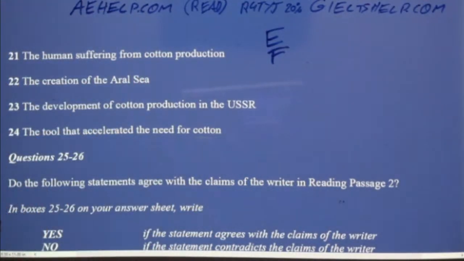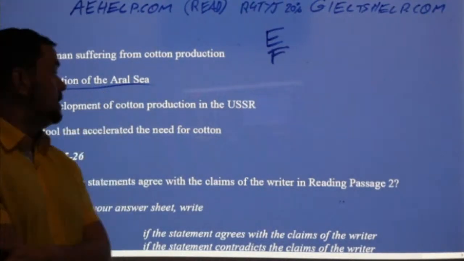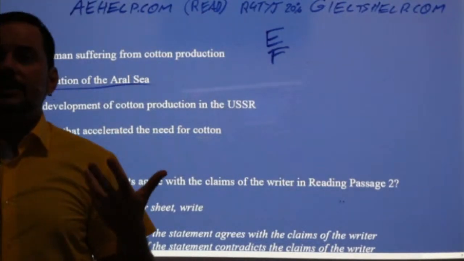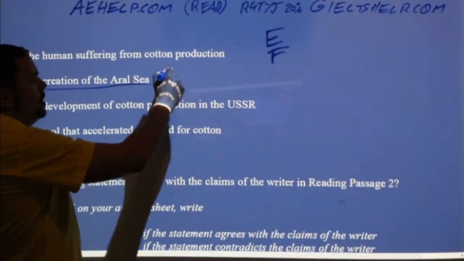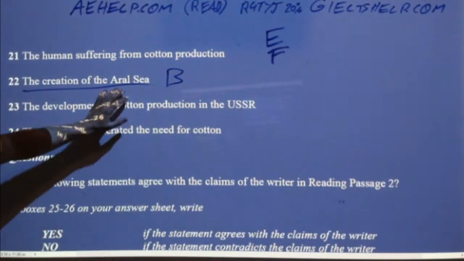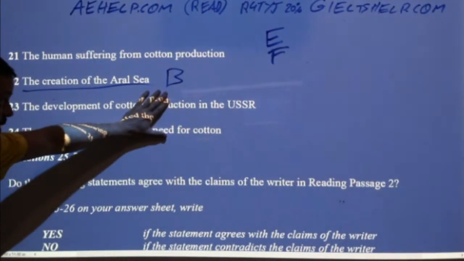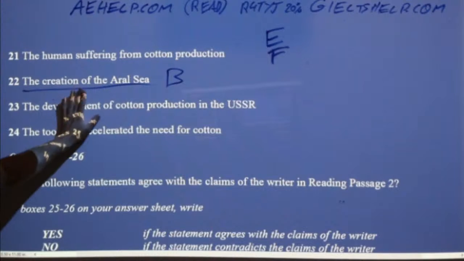That's great. The creation of the Aral Sea. Which one would that be? That shouldn't be too difficult either. Number 22, the creation of the Aral Sea, talking about the two lakes. Very good, Amanjot. Very good, Samuel. That would have been B, right? I know it's coming from the beginning. And remember, we talked about that. We said paragraph B is the history. The history meaning, of course, the origin. So B, the creation of the Aral Sea.